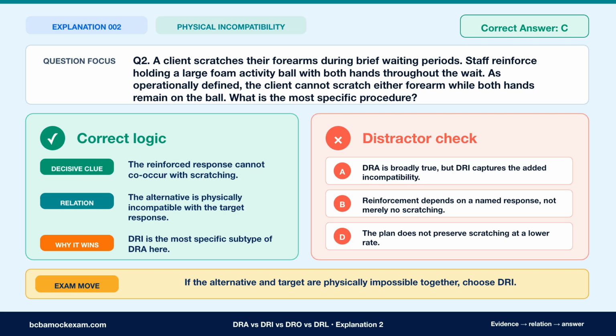The most precise choice is C, DRI. The alternative is physically incompatible with the target response. Now eliminate the distractors. A, DRA is broadly true, but DRI captures the added incompatibility. B, reinforcement depends on a named response, not merely no scratching. D, the plan does not preserve scratching at a lower rate. If the alternative and target are physically impossible together, choose DRI.